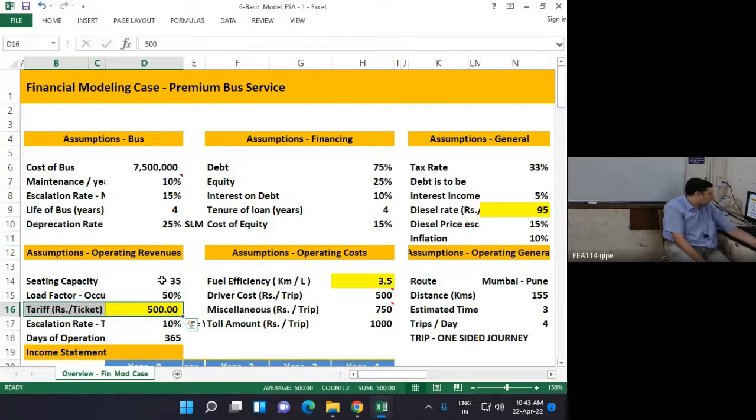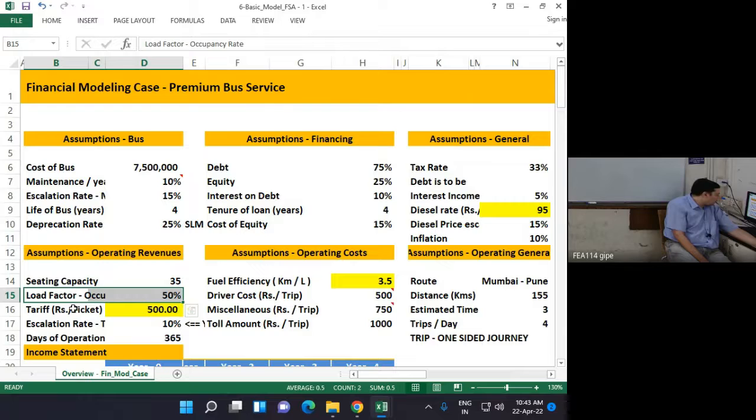Total sitting capacity of the bus is 35. We are considering an occupancy rate or load factor of 50%. So 100% occupancy will be probably happening in the peak season, 10-15% in the off season. So on an average, we are saying that throughout the year, our average occupancy rate will be around 50%. 50% passenger पैसे देंगे every trip में.